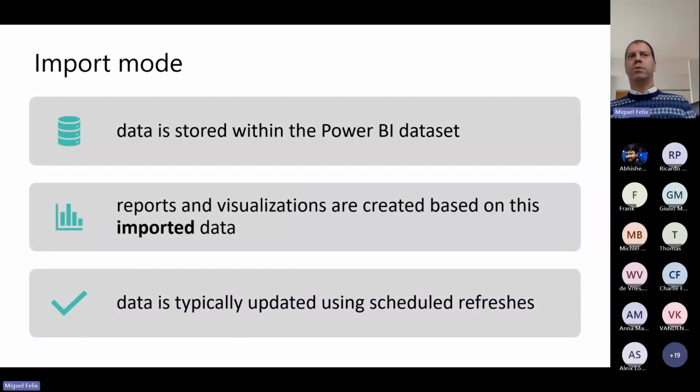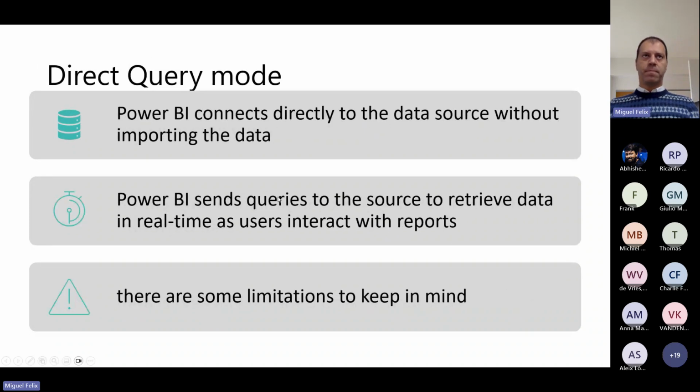As a summary, in import mode, data is stored within the Power BI dataset. Reports and visualizations are created based on that imported data, and data is typically updated using scheduled refresh. For direct query mode, Power BI connects directly to the data source without importing the data. Power BI sends the queries to the source directly through the semantic model and retrieves that data in real time. And these are some of the limitations that we need to take into account.